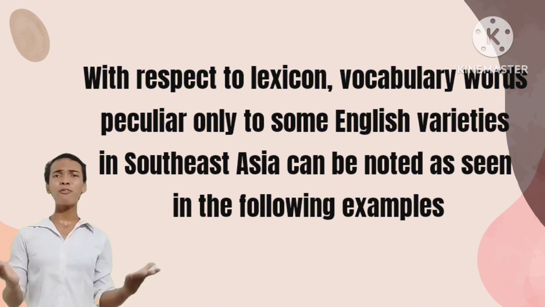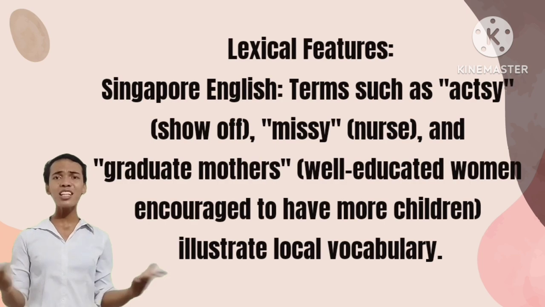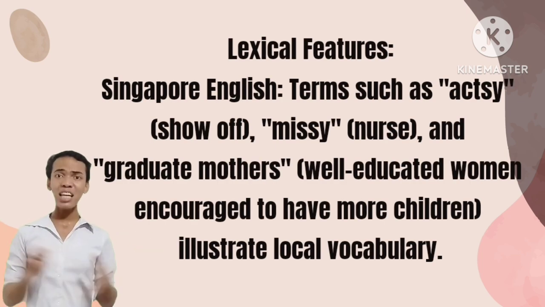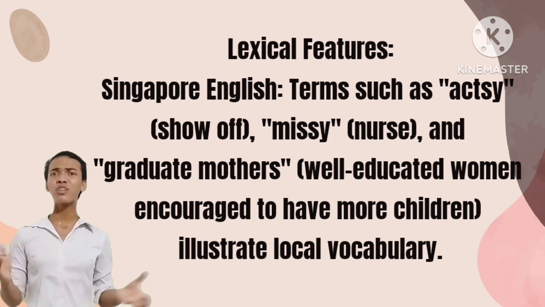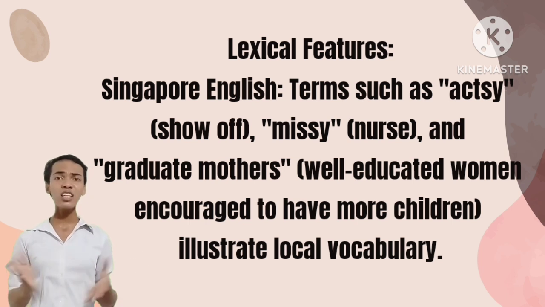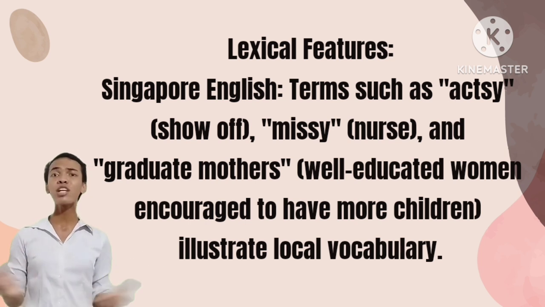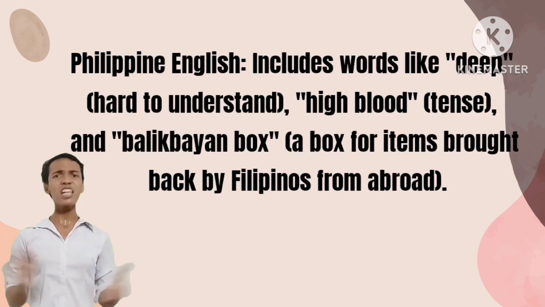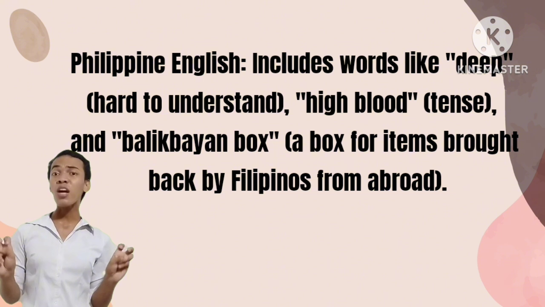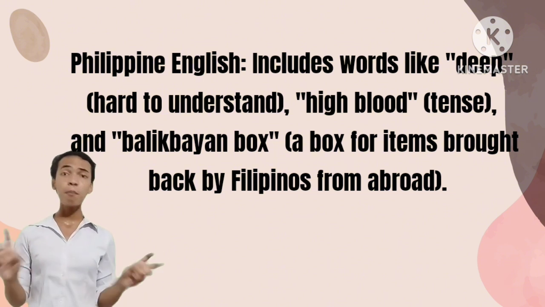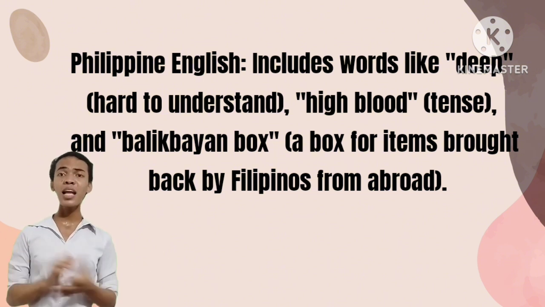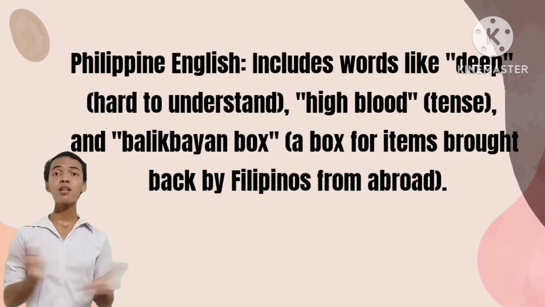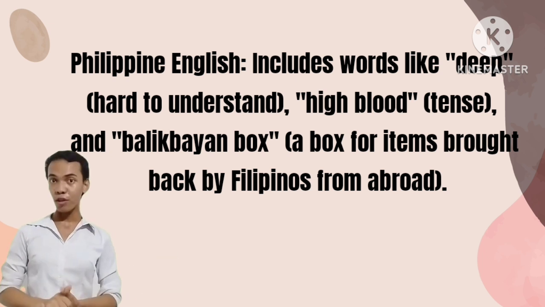So here are the examples for lexical features. Singapore English terms such as Graduate Mothers, well-educated women encouraged to have more children, illustrate a local vocabulary. Philippine English includes words like deep, meaning hard to understand, high blood, meaning tense, and balikbayan box, from items brought back by the Filipinos from abroad.